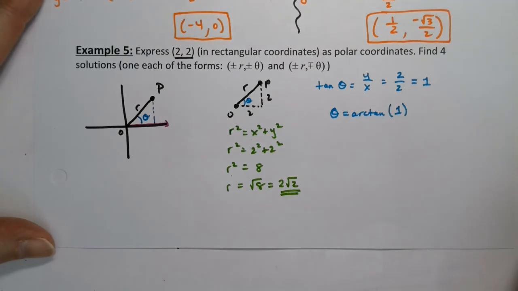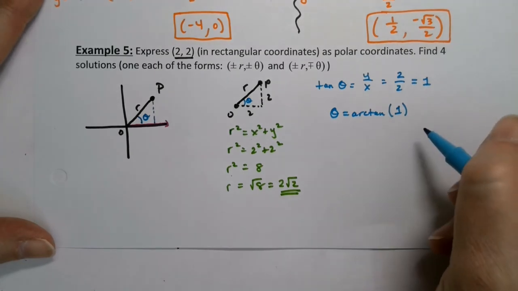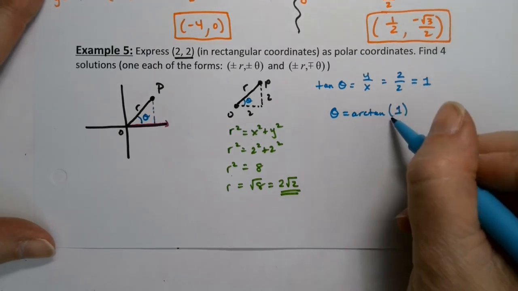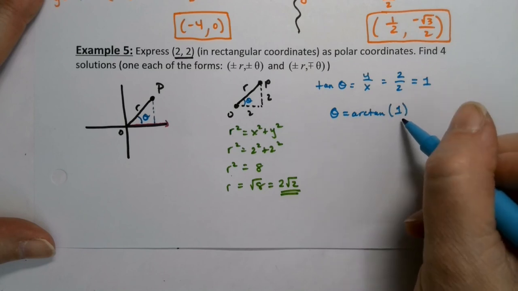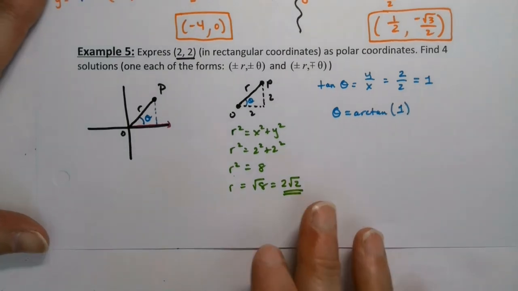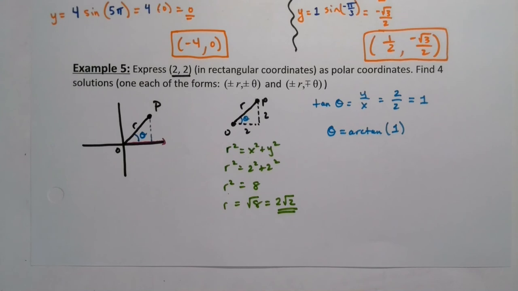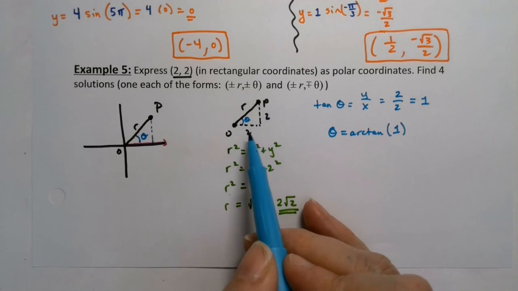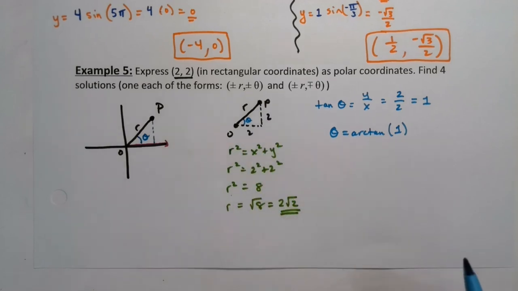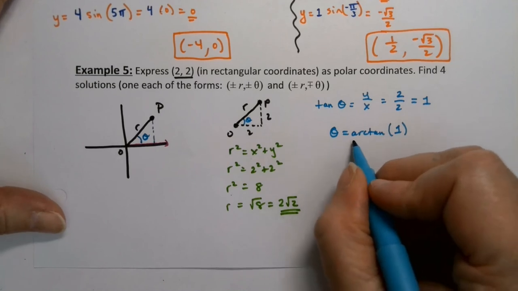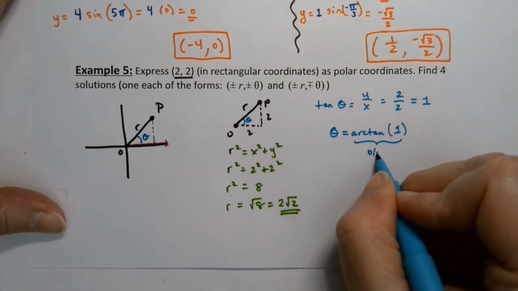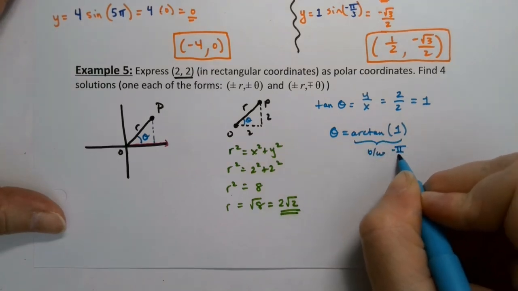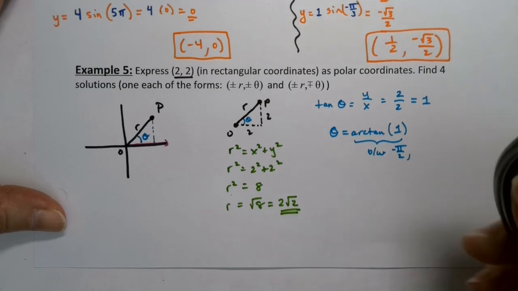So you have to think about your unit circle and think about what angle you know has a tangent that's equal to 1. Okay, so on the unit circle, what angle has a tangent equal to 1? Well, it would be the angle that has the over and the up equal to each other for our triangle, which is pi over 4, right? Because it has to be between negative pi over 2 and pi over 2.